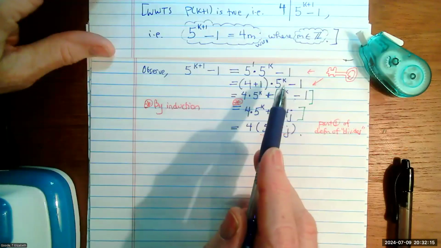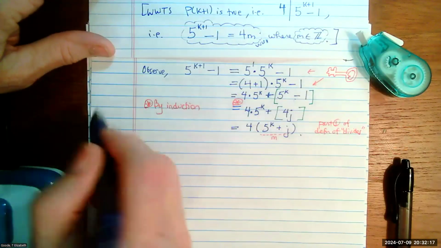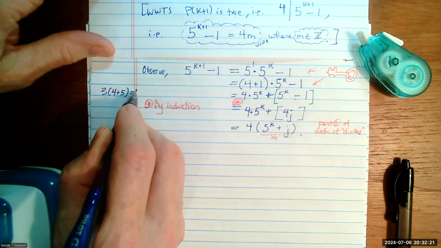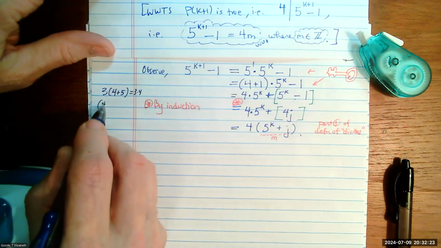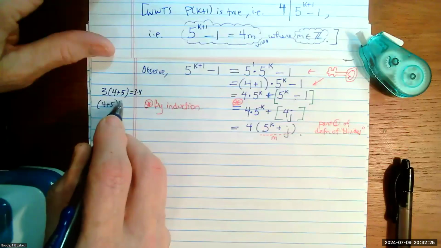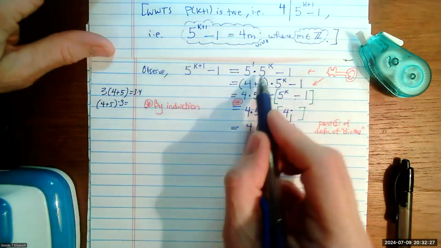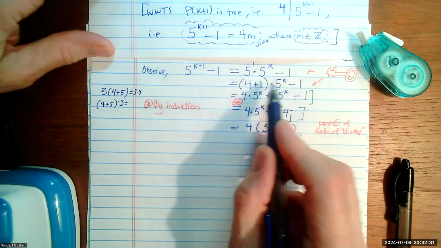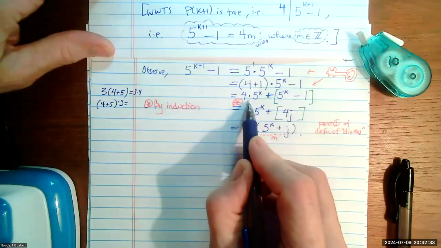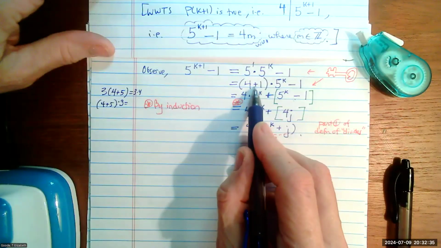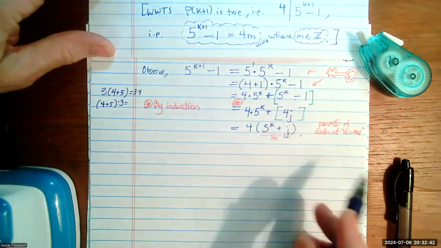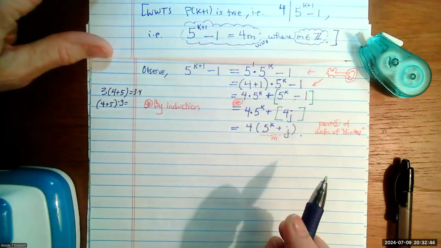I multiplied 5. Usually we distribute from the left, but you can distribute from the right as well. So it's right distribution. It looks funny, doesn't it? So it's 5 to the k times 4. That's 4 times 5 to the k plus 5 to the k times 1. Okay, I see. Good. I'm so glad you asked.